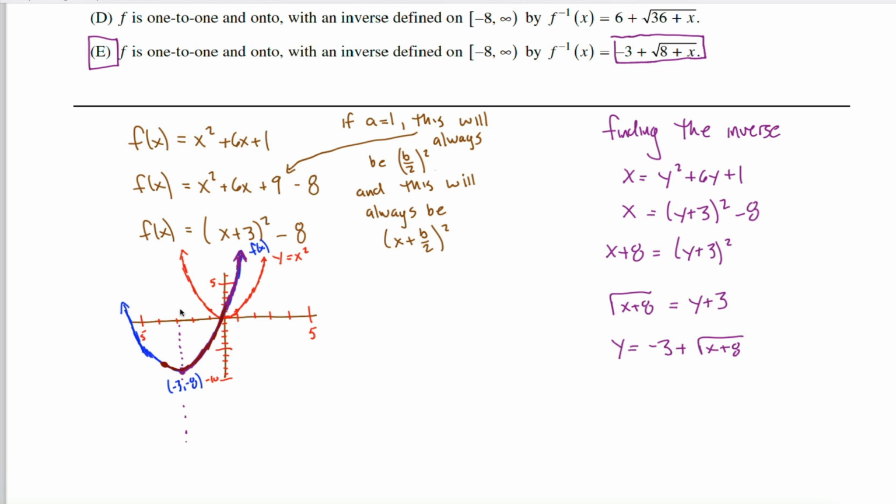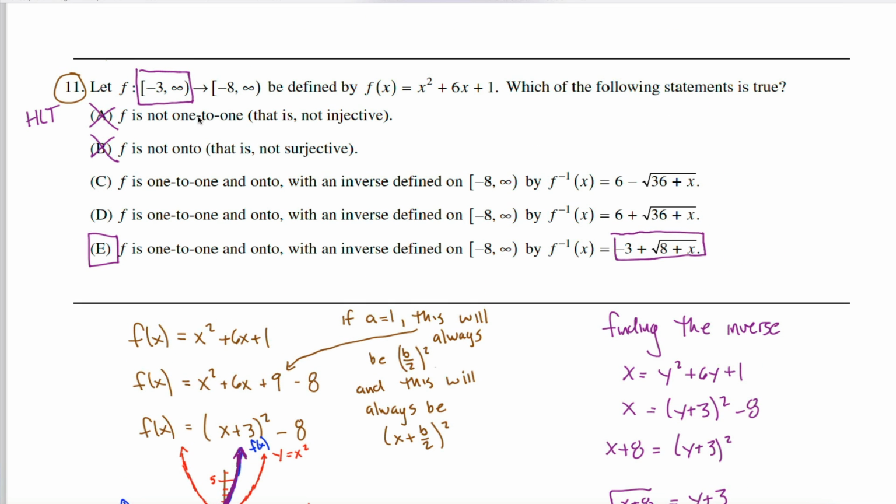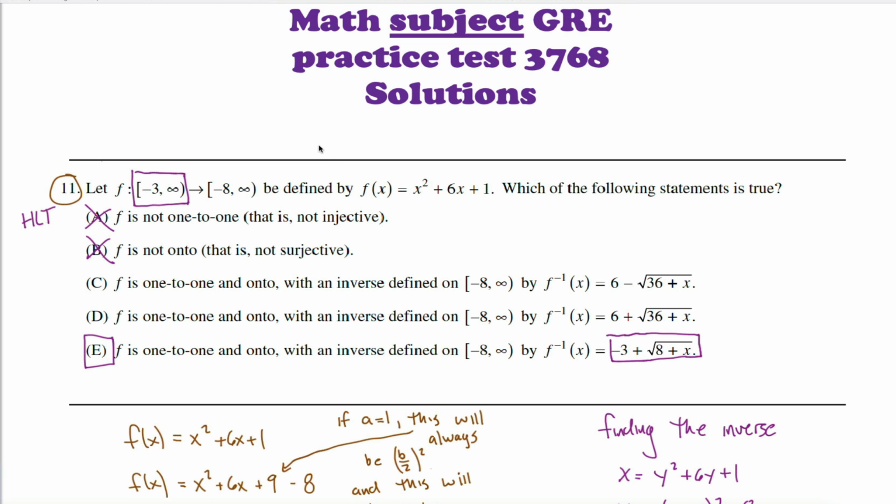Anyways, the point that I'm trying to make is to answer the question of whether or not this function is one-to-one or not, really all we need to know is where is the vertex of this function. A handy little trick is that the x-coordinate of the vertex of any parabola is always equal to negative b divided by 2a.